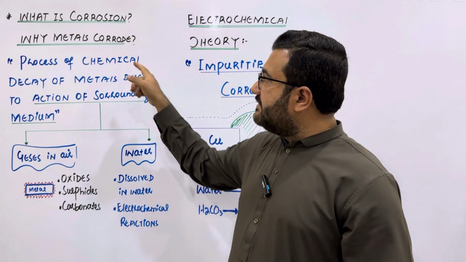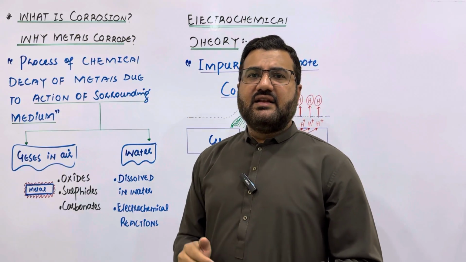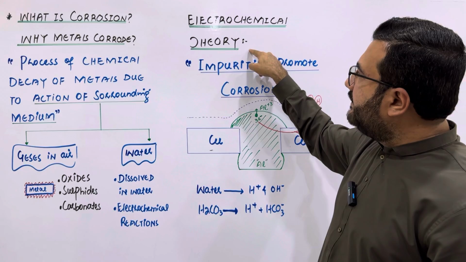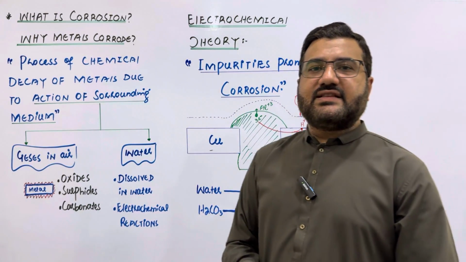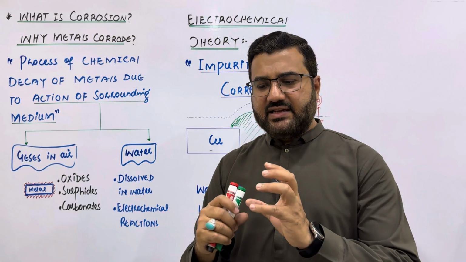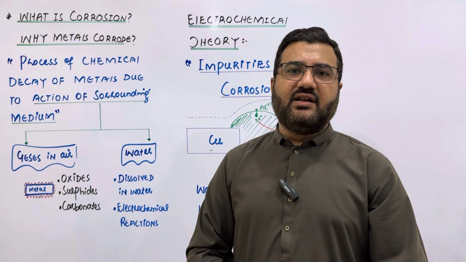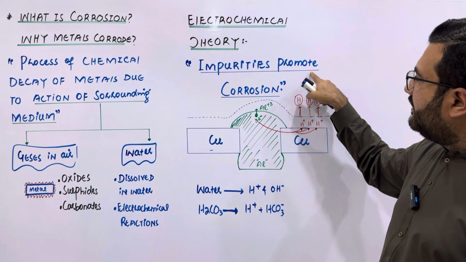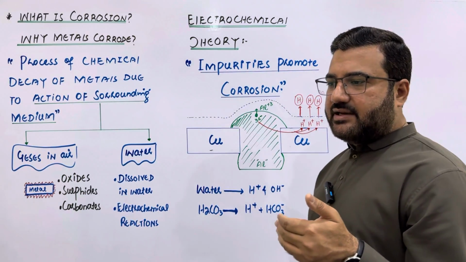Now the question is, why do metals corrode? My dear students, this question can be answered by a theory which is called the electrochemical theory. According to this theory, pure metals do not corrode. If the metal is 100% pure, there will be no chances of corrosion of the metal. Actually, it is the impurities present in the metal which promote corrosion. And how can the impurities promote corrosion?